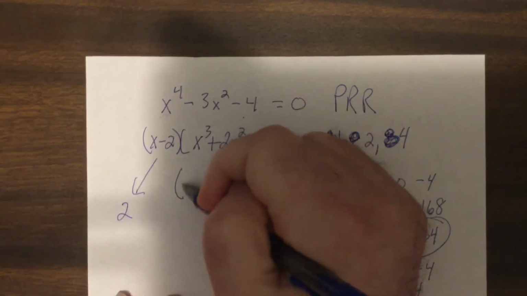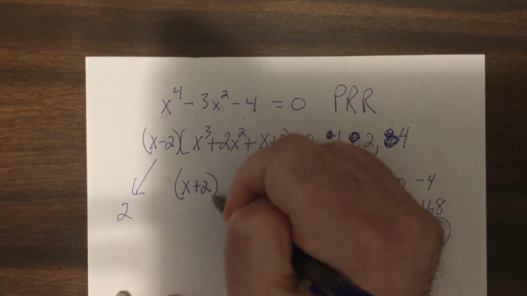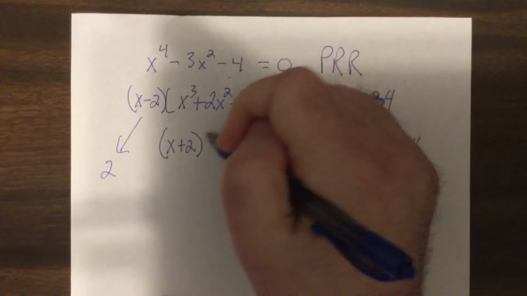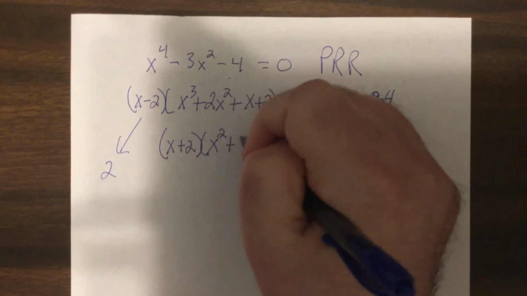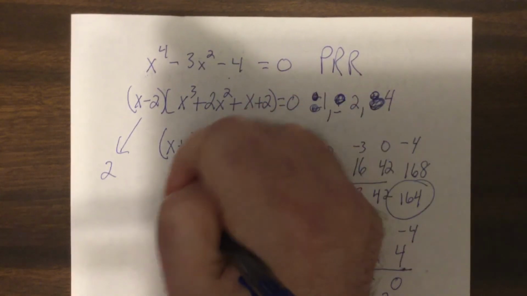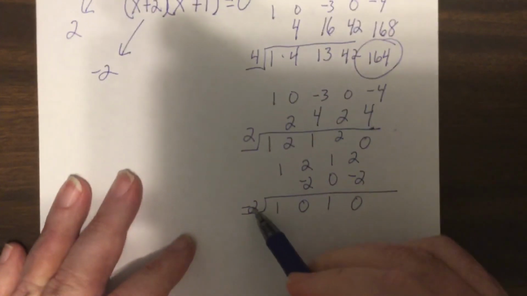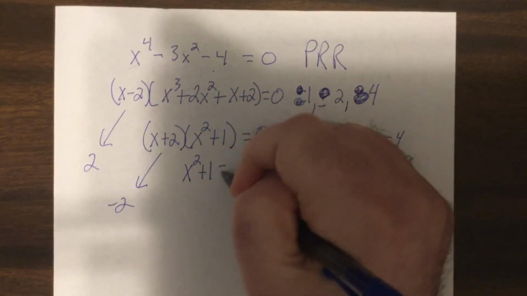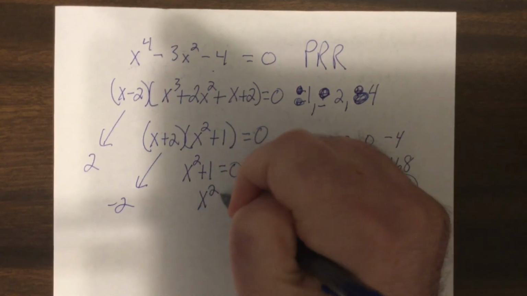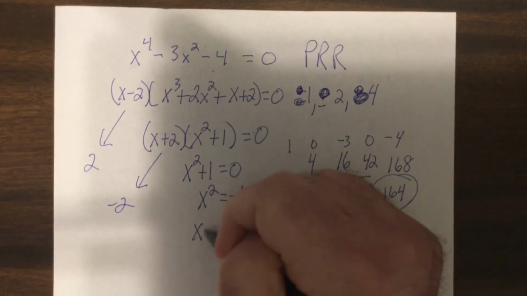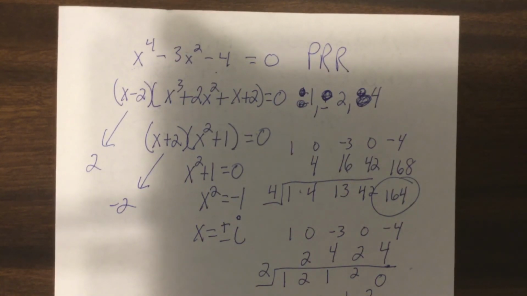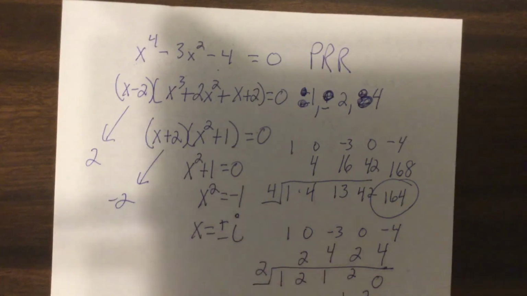So I can break this up, and x minus negative 2 would be x plus 2. And the quotient, which would be x squared plus 1. So this gives me negative 2, which I already knew. We already solved that. Now the power's 2. I can solve this now. Okay, so subtract 1. Square root, x equals plus or minus i. So good deal. So I had 2 imaginary and 2 rational. No irrational. So hopefully this helped.